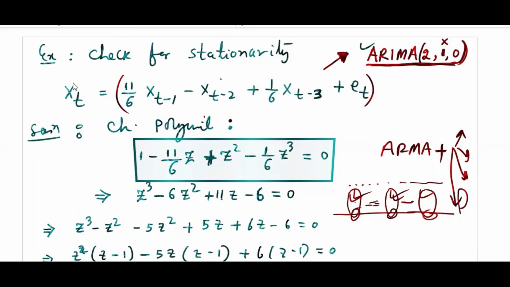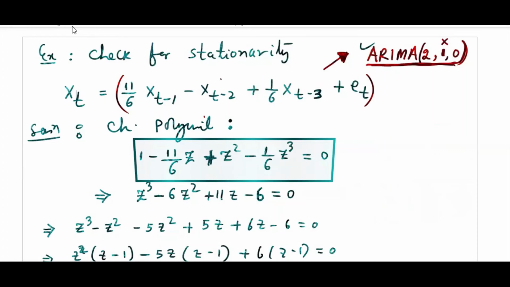Now we are doing ARIMA. ARIMA means what? After differencing many times, it will become stationary. That's all. If it's not becoming stationary, then it will not be ARIMA. Got it?